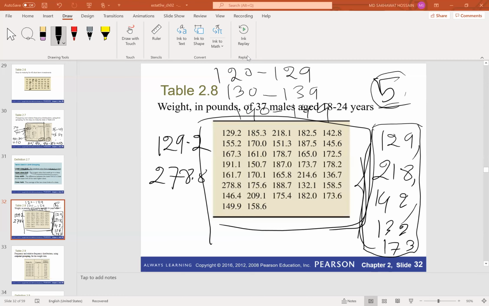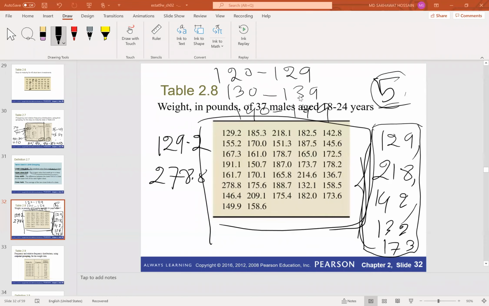Too many groups is okay. We can use maybe 120 to 139, then we'll have a smaller number of groups. But the main problem is, yeah, it doesn't include the decimals, right? We have 129.2. So where will this number go? It is not from 120 to 129, and it is not from 130 to 139. This group is not taking this number, and even this group is not taking this number. So where should this number go? This number is in between 129 and 130.